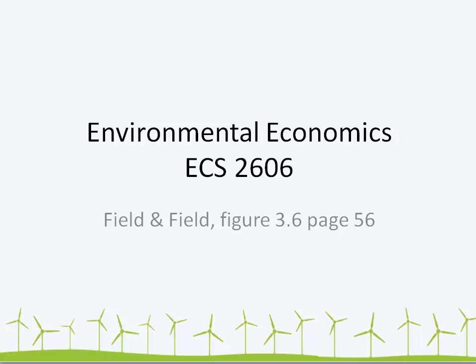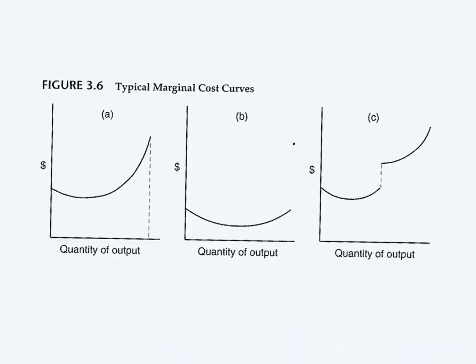Okay, we're looking at figure 3.6 in your textbook on page 56. The only thing important about this graph is just to show that there are different types of marginal cost curve. We are only going to use the first, and you will not ever be asked to draw these. So you just have to understand what I'm trying to show you, and that is that there are different shapes.